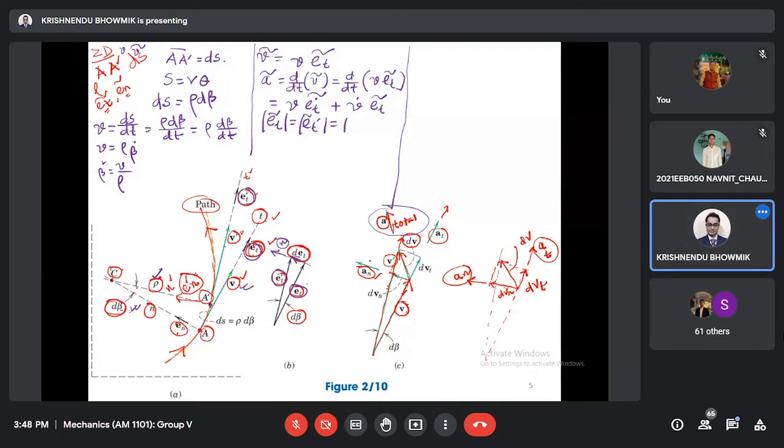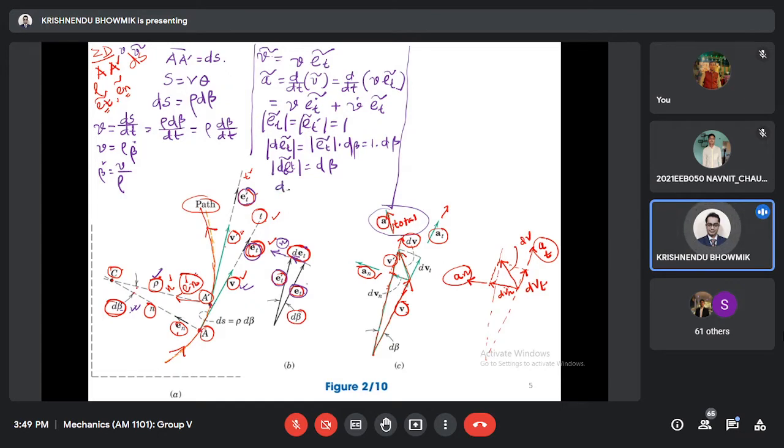So, somebody can write from here ds equal to r theta, det equal to et multiplied by d beta. So this det equal to et multiplied by d beta. Et equal to 1 multiplied by d beta, or det equal to d beta, magnitude wise.